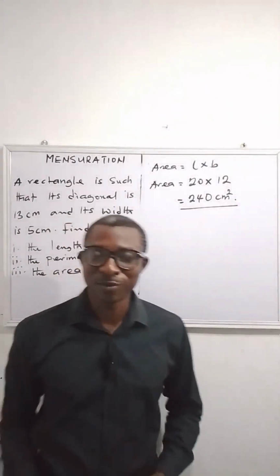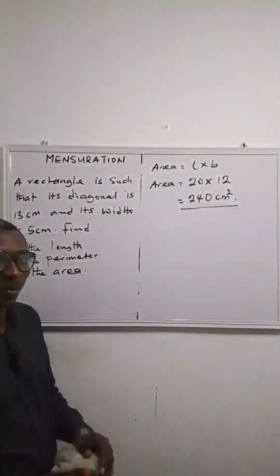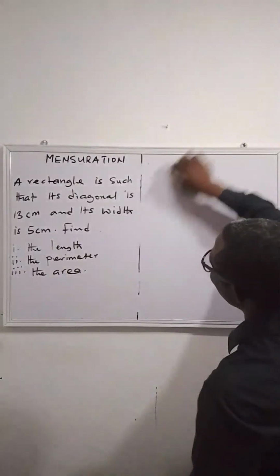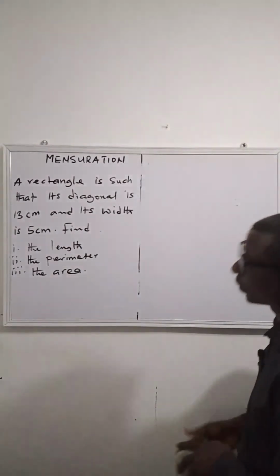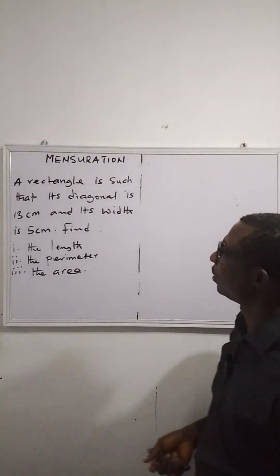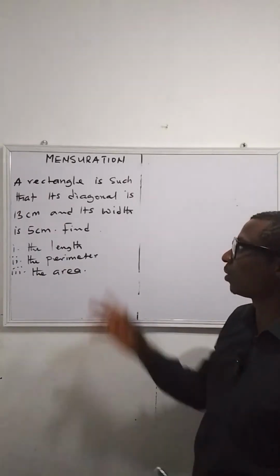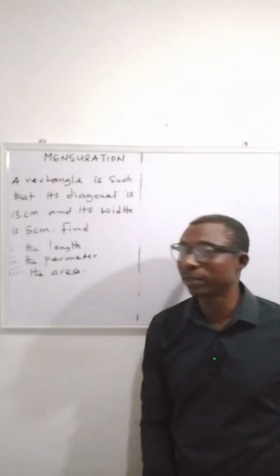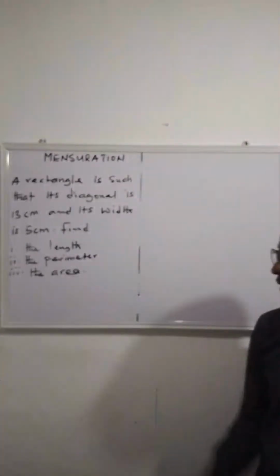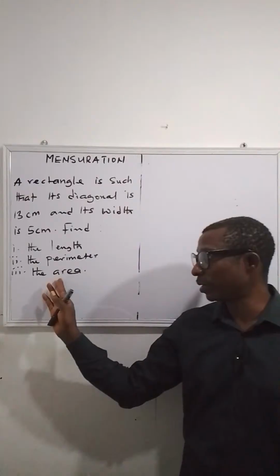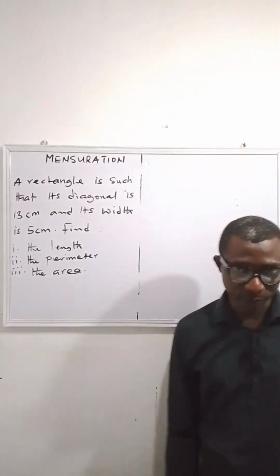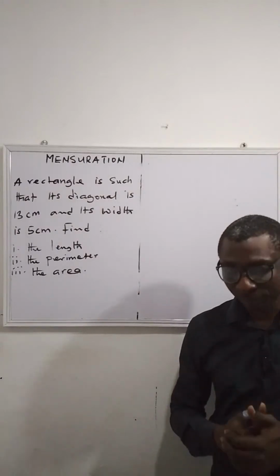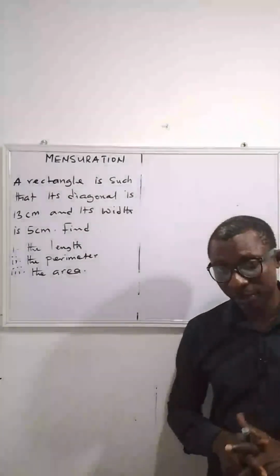All right, so before I solve this question, I want you to try this. Let me just give you like a minute to attend to this question. A rectangle is such that its diagonal is 13 centimeter and its width is 5 centimeter. So find the length, the perimeter, and the area. So I want you to quickly do this. Once you have your answer, you can drop your answer in the comment section.